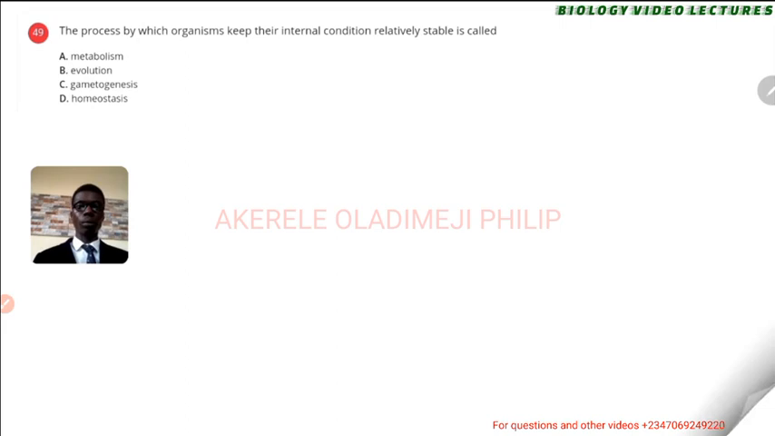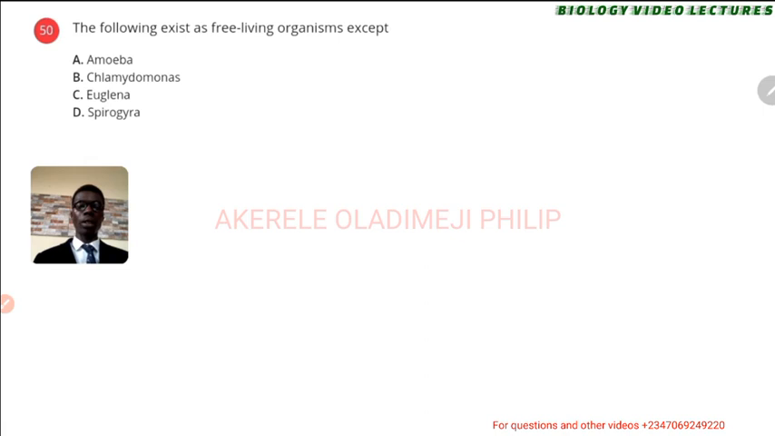The following exist as free living organisms except, well, all of these ones, all of the members, which are Chlamydomonas, Euglena, Paramecium, and Spirogyra, can live on their own. Free living means they don't operate as parasites in any way. They just live on their own without depending on any other organism.